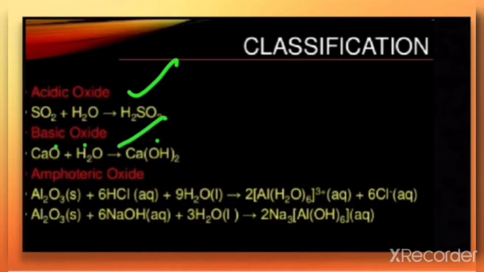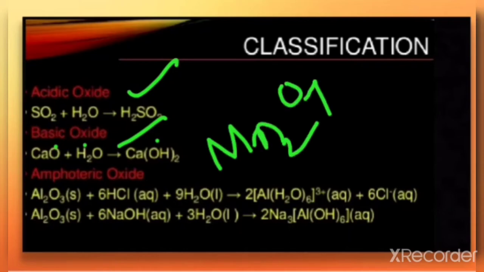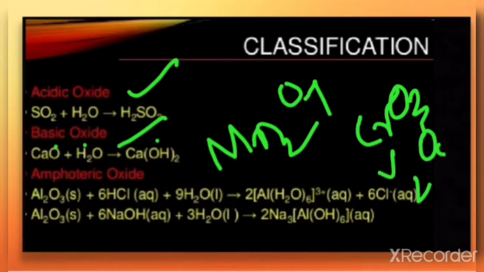But it is observed that some of the oxides of metals in a high oxidation state also have acidic character. Example: Mn2O7, CrO3, V2O5. These are some metallic oxides which have a higher oxidation state and can give rise to acid.